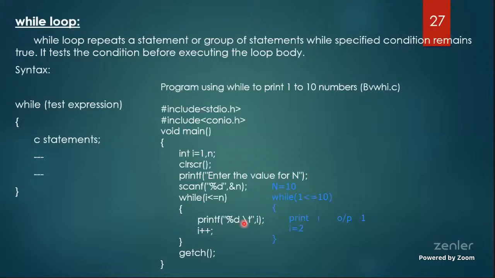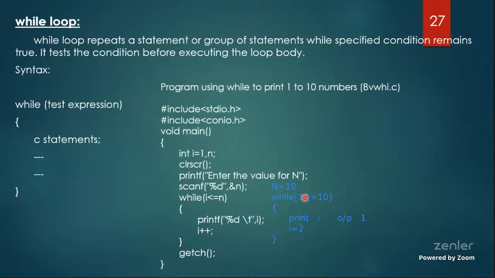As I said, when the condition is true, you will be executing this. When the condition becomes false, only then you will come to this. Now, I value is 2. So again, you will be going to this while 2 less than or equal to 10 condition is true. Again, you will be printing I value as output, 2 again. I plus plus means I value becomes 3 now.